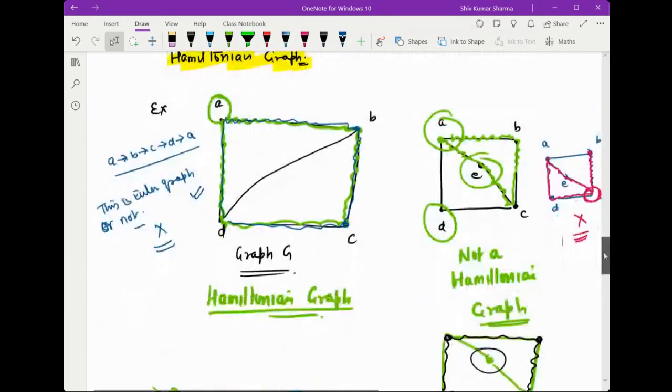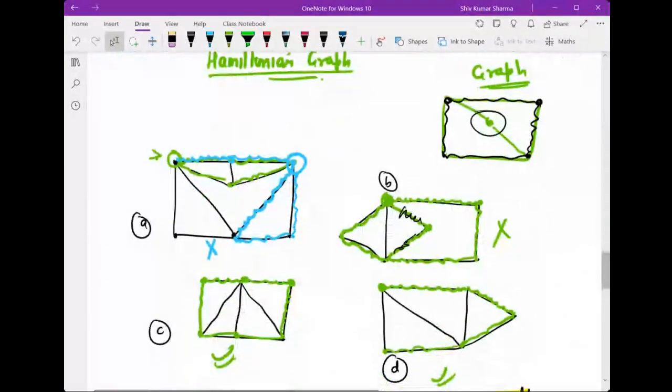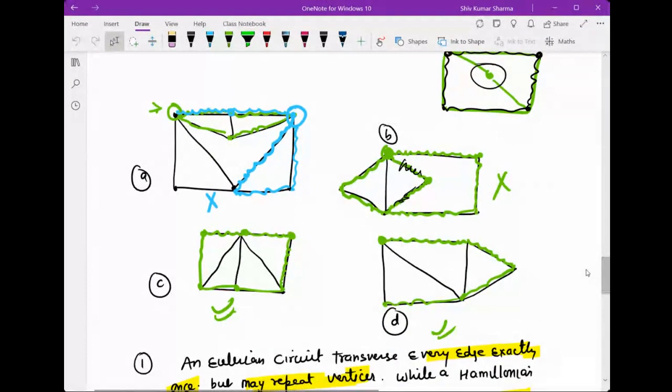Okay, so hope you understand both the graphs and the differences. We have discussed several examples, and these are examples you can try: which example is a Hamiltonian graph and which is not. Try to solve this. Just note down the graph, draw it, and check whether it is Hamiltonian or not. Which graph is Hamiltonian? We need to visit every vertex exactly once.